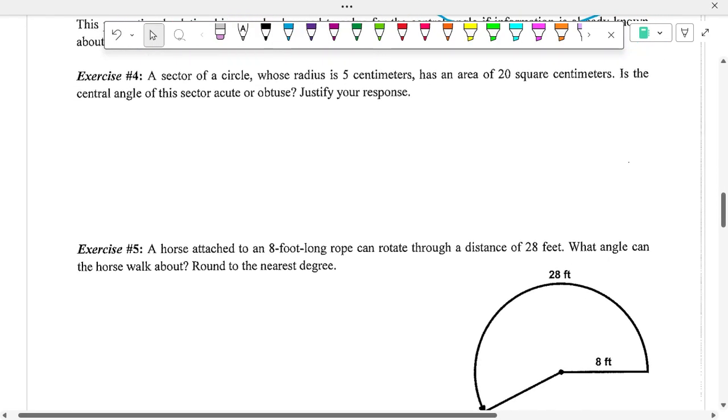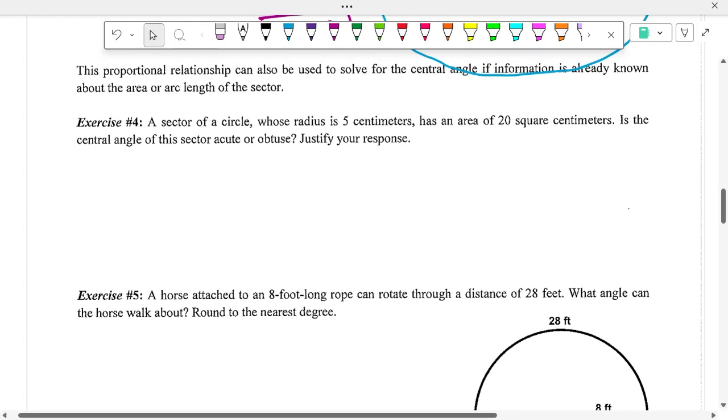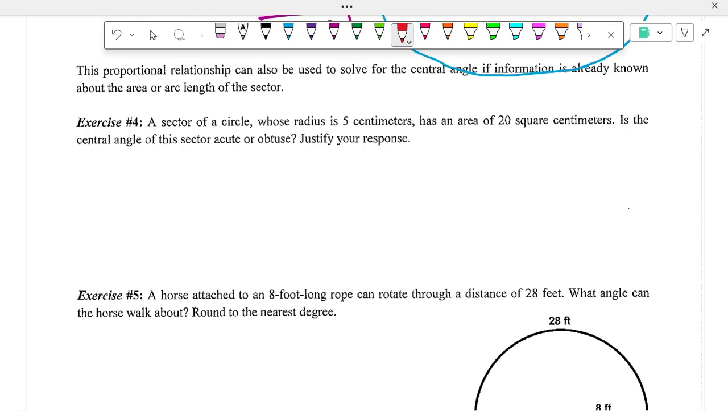Now, sometimes they may have you work backwards. All right, so let's look at example 4 together. It says a sector of a circle whose radius is 5 centimeters has an area of 20 centimeters squared. Is the central angle of this sector acute or obtuse? All right, so it's saying the sector of the circle has a radius of 5 and an area of 20. So always draw a picture to start out.